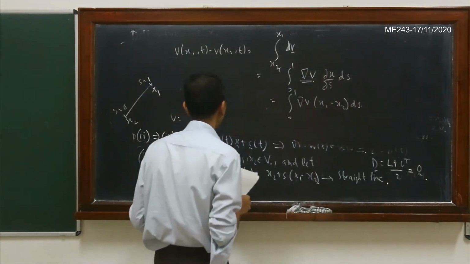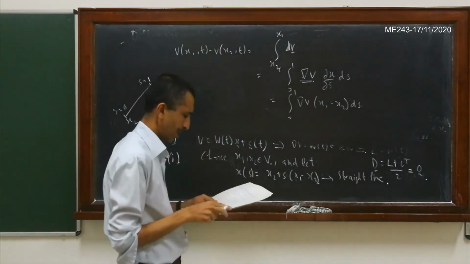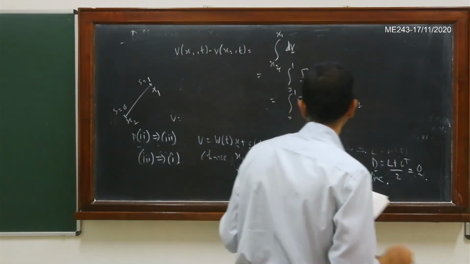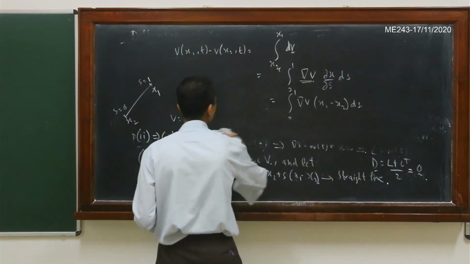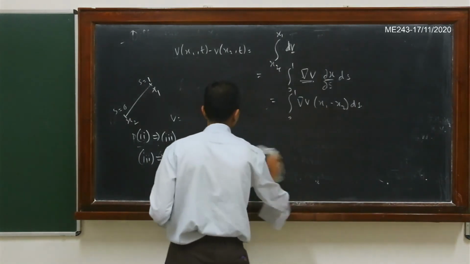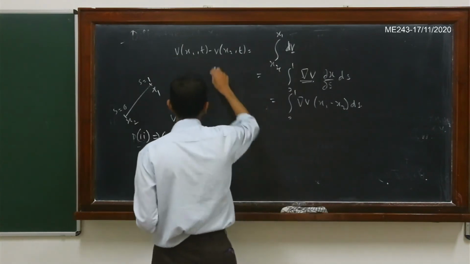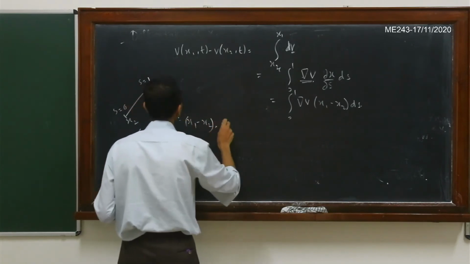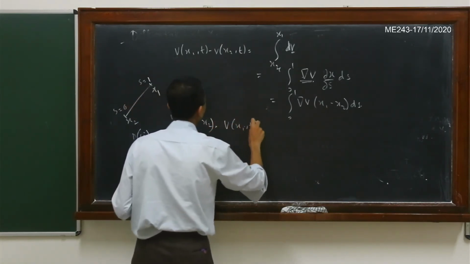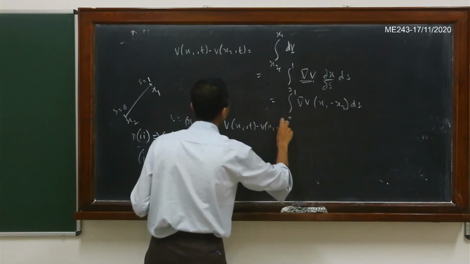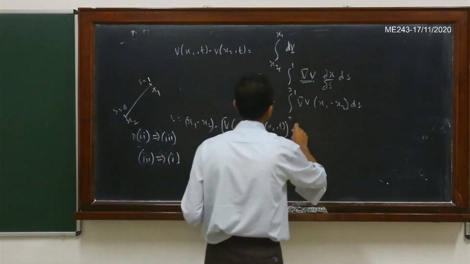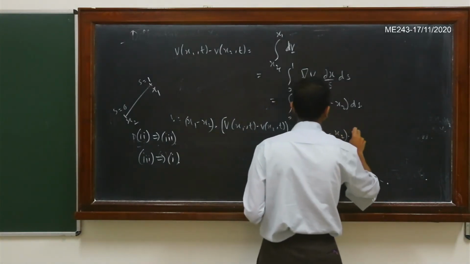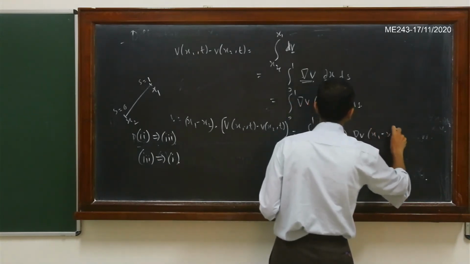Now take the dot product of this with respect to x1 minus x2, and then what we will get is the following. If I take the dot product with x1 minus x2, dot v of x1 comma t minus v at x2 comma t, that is equal to the integral from 0 to 1 of (x1 minus x2) dot del v times (x1 minus x2) ds.